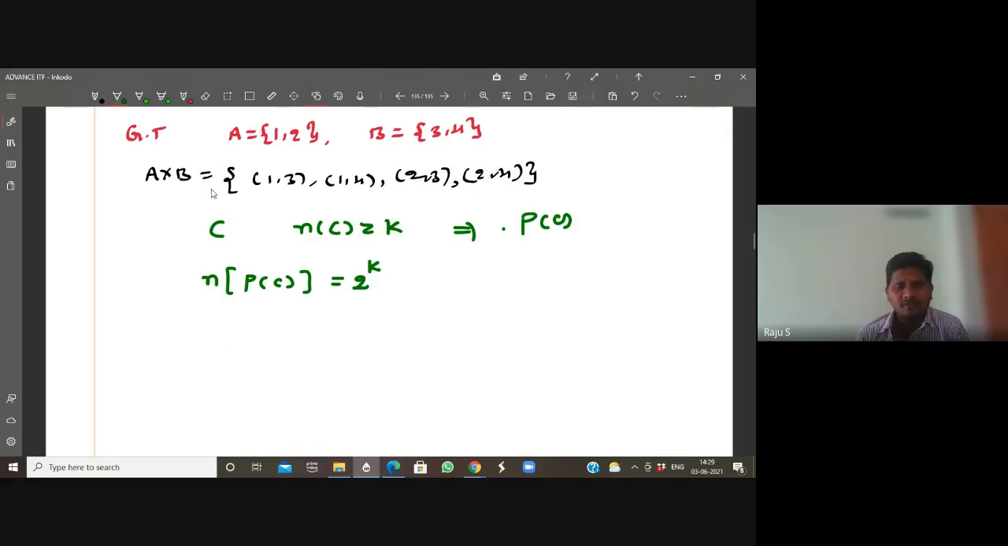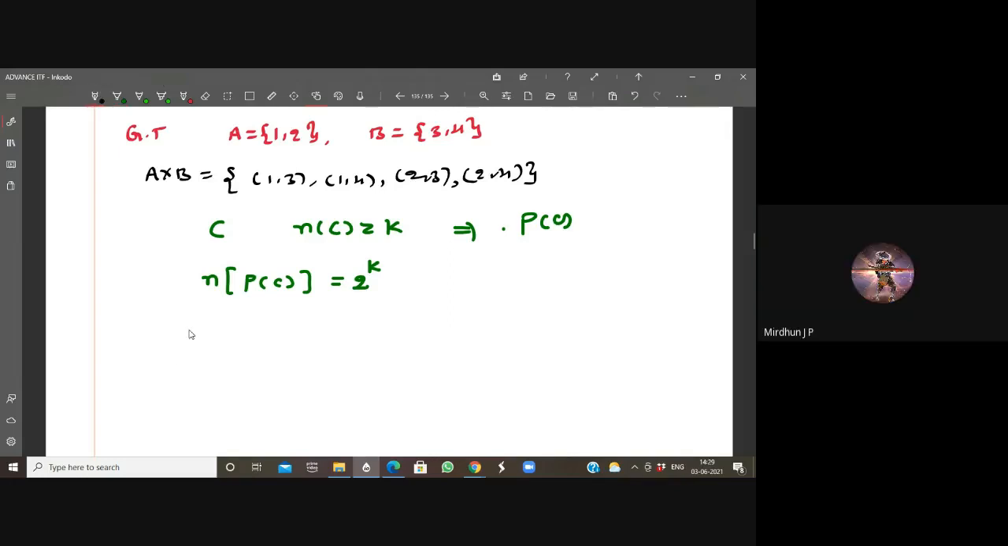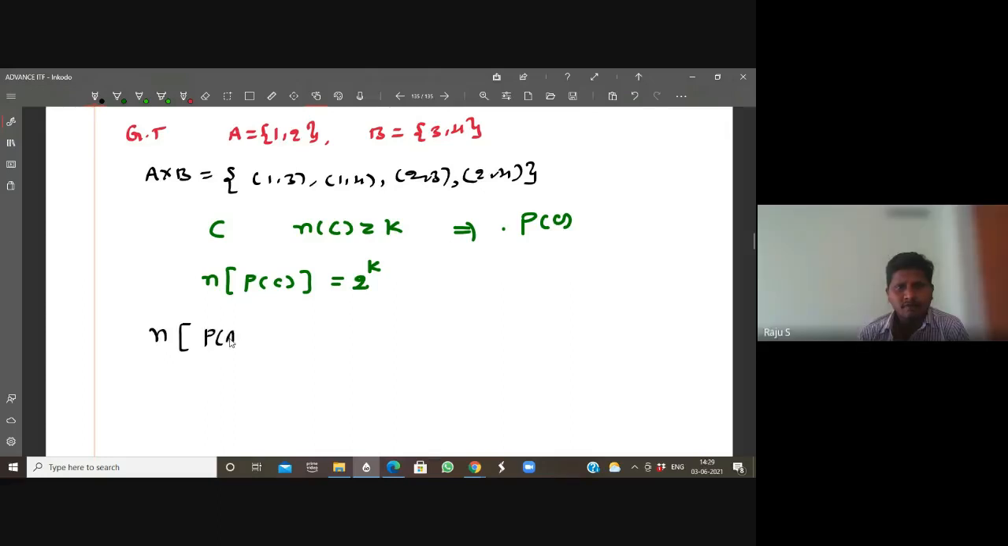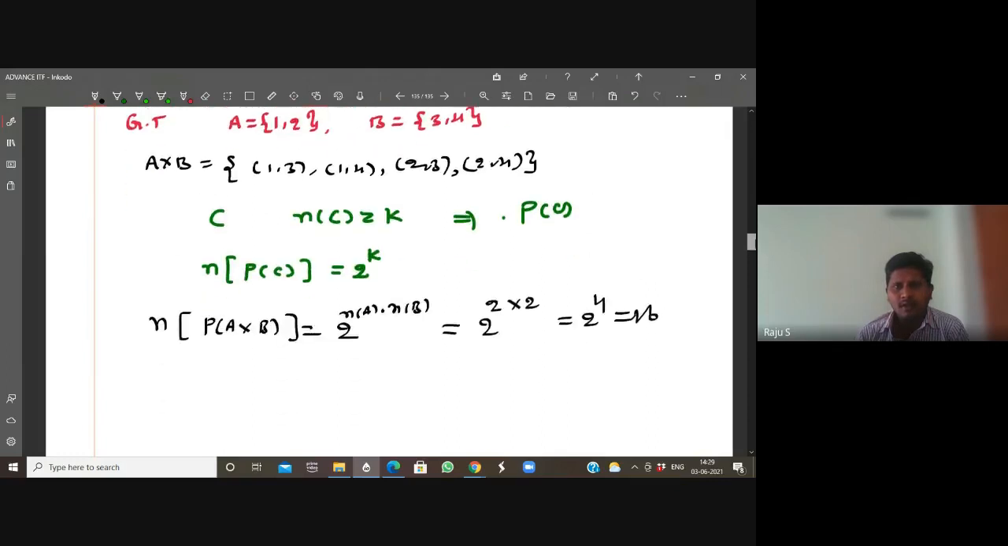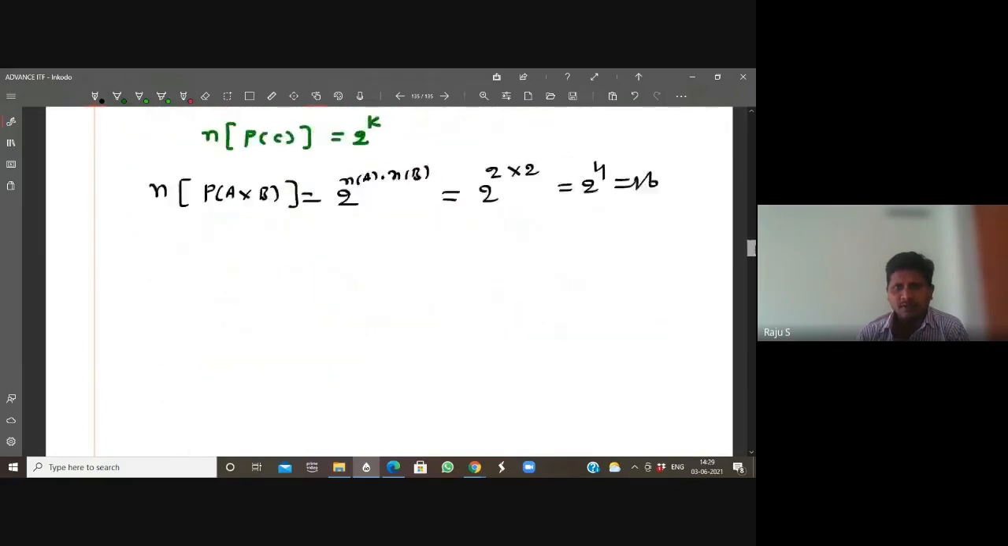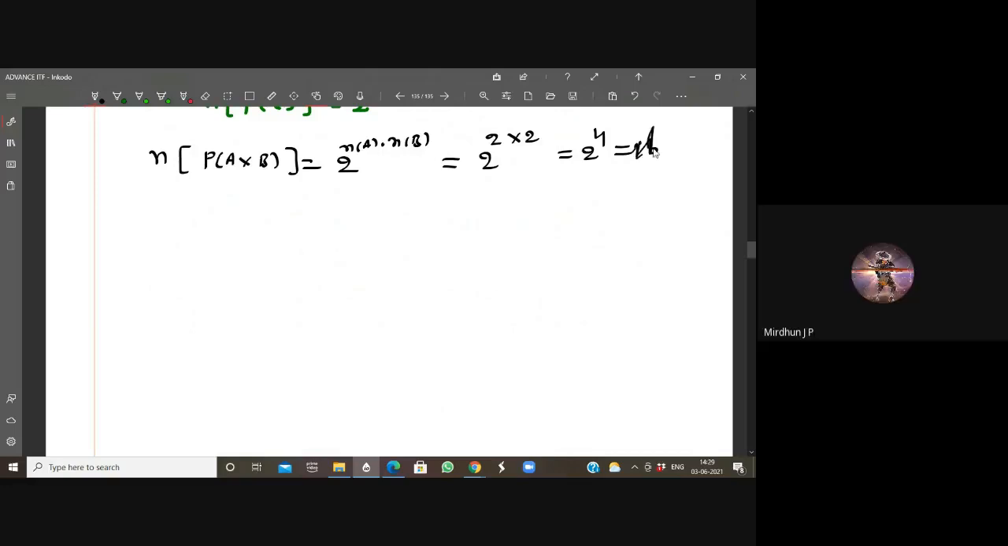Nothing but here also the same. The number of subsets of A cross B is given by 2 power n(A) into n(B). Exactly. So n of P of A cross B is clearly equal to 2 to the power of n(A) into n(B). I'm telling the steps to write in NCERT. So here 2 into 2 is equal to 2 power 4, which is equal to 16. Okay. Now we will write all the subsets. Anyhow, we have 16 subsets.